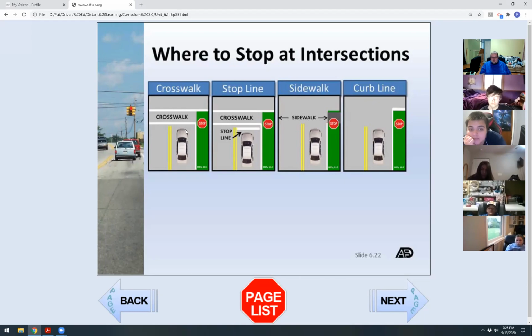Now, let's say you've stopped here and you can't see. Well, if there's no one in the crosswalk, then you can scoot up, look, and go. But if there's people wanting to use the crosswalk, let them go before you inch up to see better. I'll leave that up for a second for you to look at it, but basically it's just showing where we stay stopped.